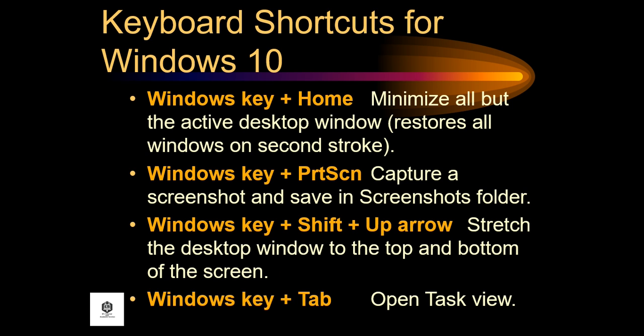Windows key then Home, minimize all but the active desktop window, restores all windows on second stroke. Windows key then Print Screen, capture a screenshot and save in screenshots folder. Windows key then Shift then up arrow, stretch the desktop window to the top and bottom of the screen.